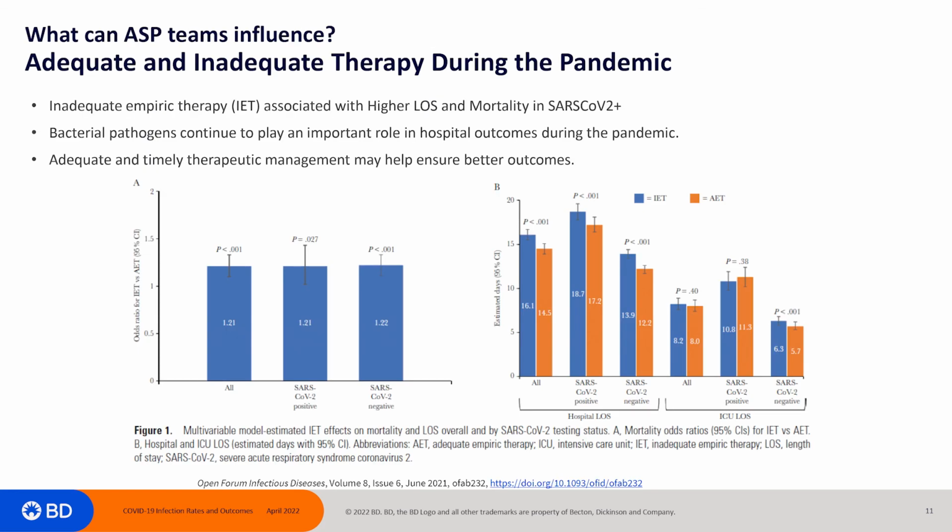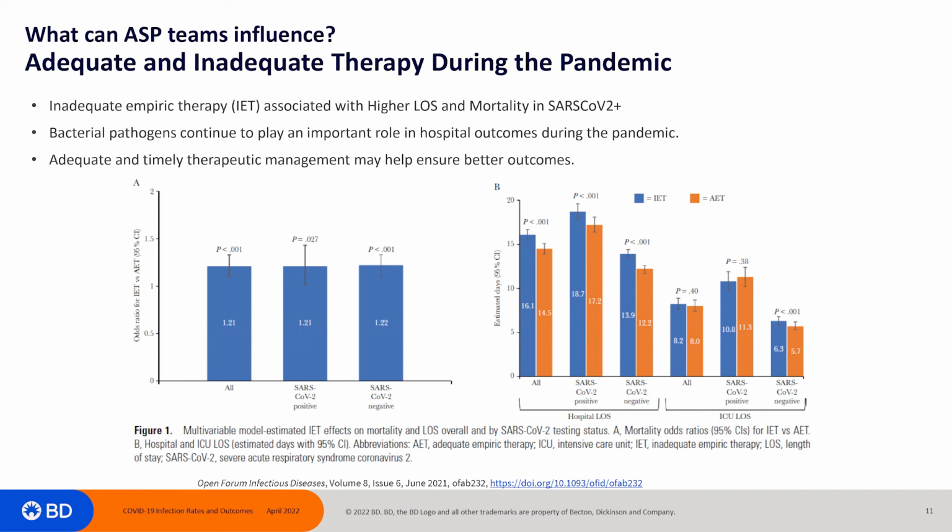So what can stewardship teams influence? We looked at adequate and inadequate empiric therapy during the pandemic, and inadequate empiric therapy was actually associated with higher length of stay and mortality in SARS-CoV-2 patients. And keep in mind, for those of you who might be listening to this on social media and are not in the healthcare realm, empiric therapy is the antibiotics that we clinicians use when we see someone that's sick, but none of the diagnostic tests have come back yet, and we don't necessarily know what the infecting pathogen is. Or we just know we're in the middle of a pandemic, they have respiratory symptoms and a fever.